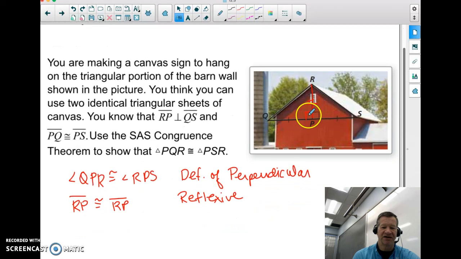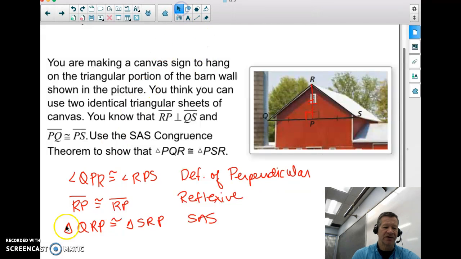I have two sides and an included angle, two sides and the angle between them. So just make a statement. Triangle QRP is one way I could write it. If I go QRP, then I have to go SRP. And again, the reason for that is side angle side. And we are finished with section 12.3.